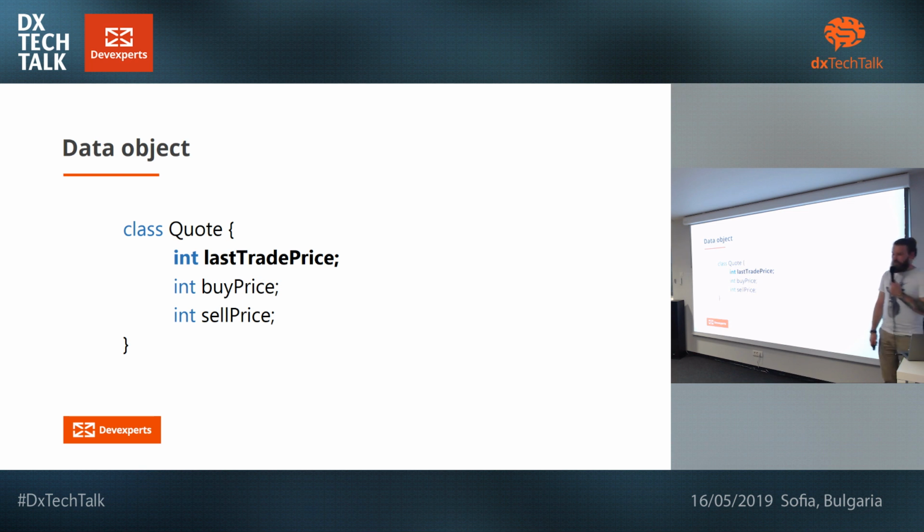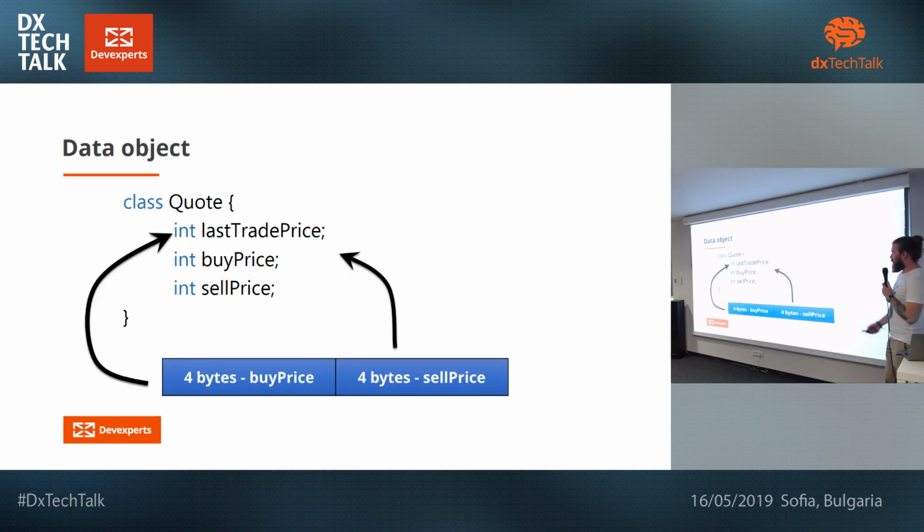So, imagine the situation that one of the parties connected to each other still has the previous version of the app, and it tries to send us a quote, and we will probably read it in this way. We will write our buy price into last trade price and our sell price into buy price, and we'll be waiting for the actual sell price forever, if we're just not aware of whom we're interacting with.